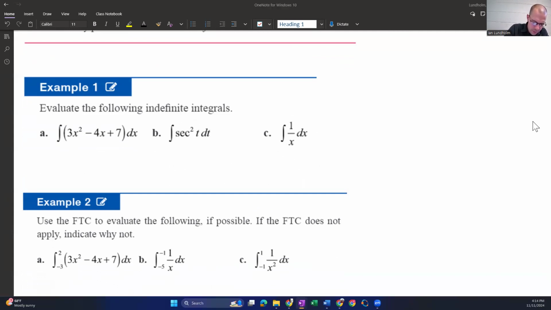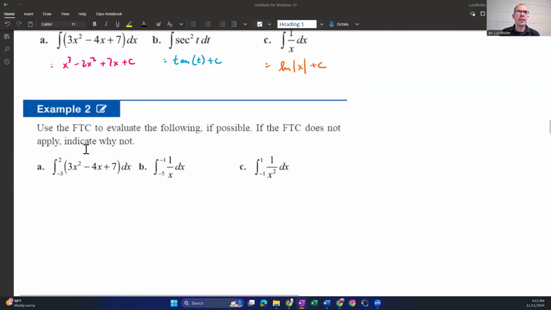So this would become x cubed minus 2x squared plus 7x plus c. The next one would become the antiderivative of secant squared is tangent, right? Tangent t plus c. And then this one would be the natural log of the absolute value of x plus c. Okay, great. Those aren't super exciting.